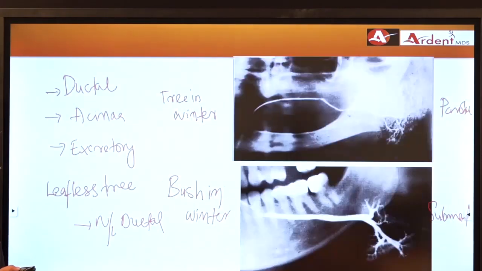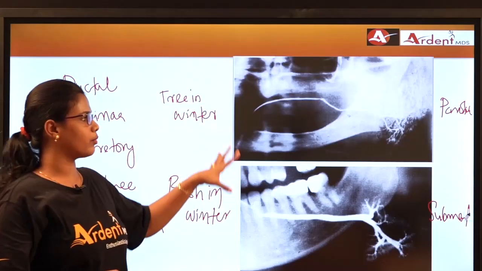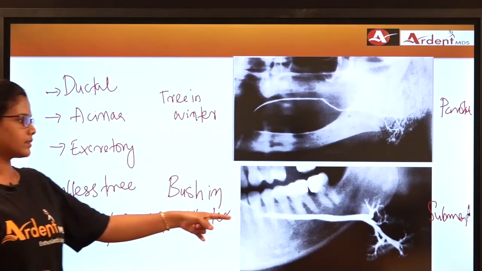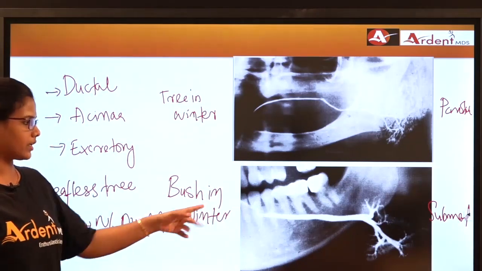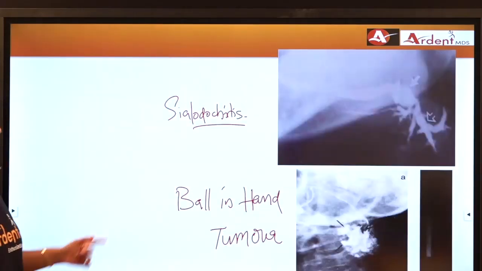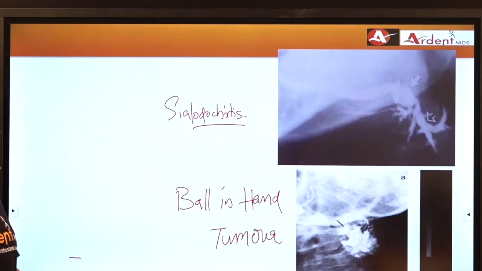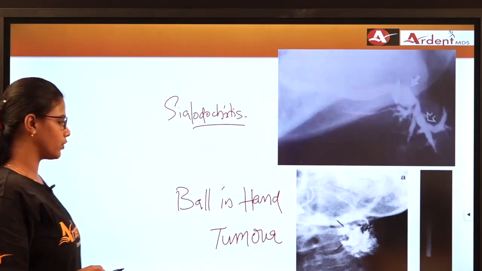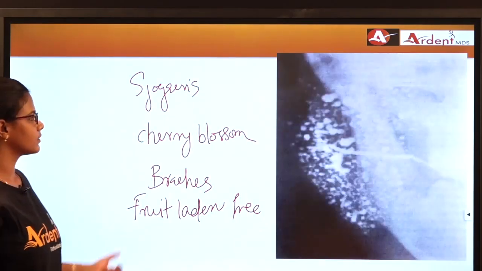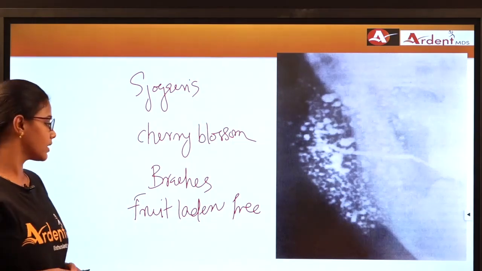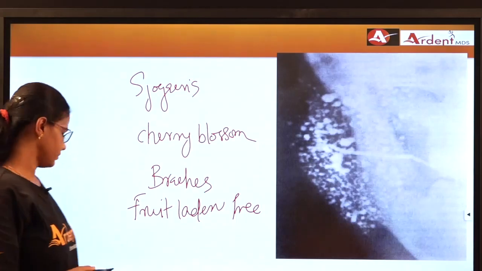Just to recap, you can see first the normal sialographic image of the parotid gland, tree in winter appearance, and this is the submandibular gland, bush in winter appearance, and here this is sialodochitis, and here ball in hand appearance seen in your salivary gland tumors, and this is Sjogren syndrome, which is known as cherry blossom or fruit laden tree appearance.